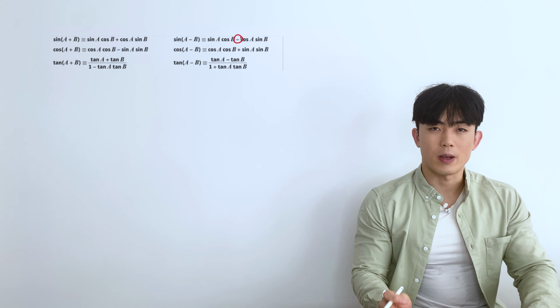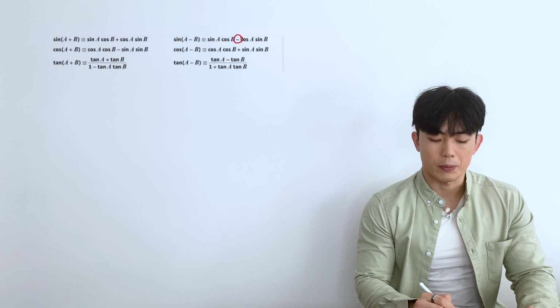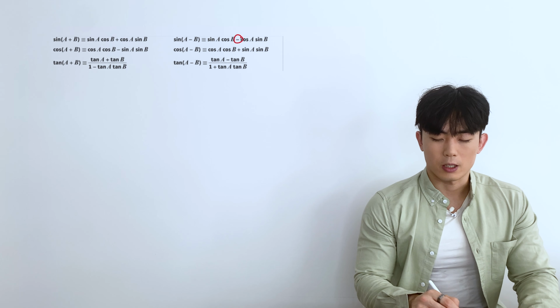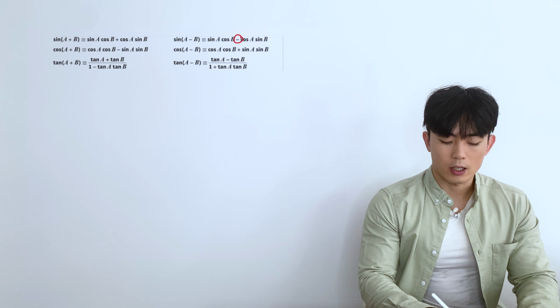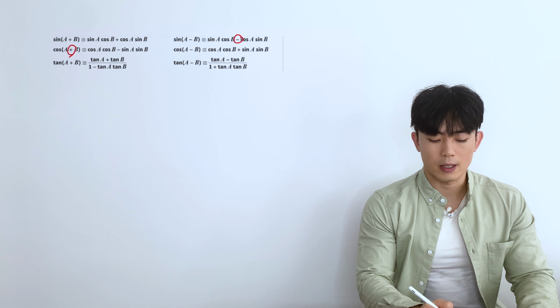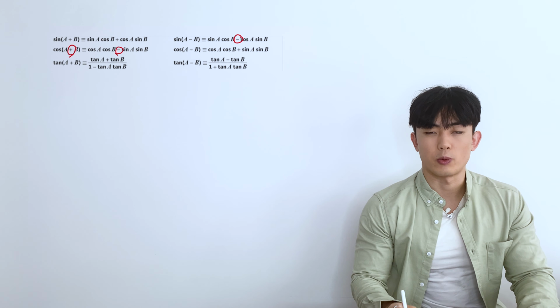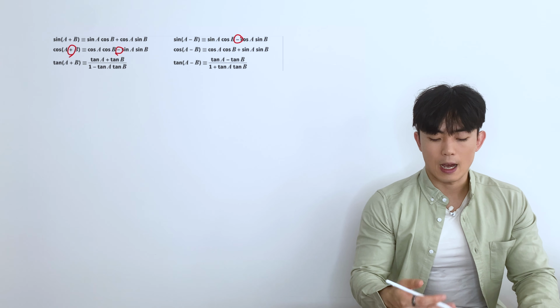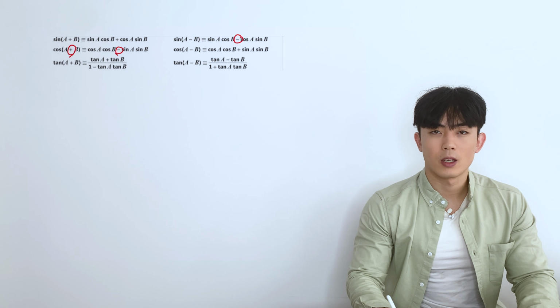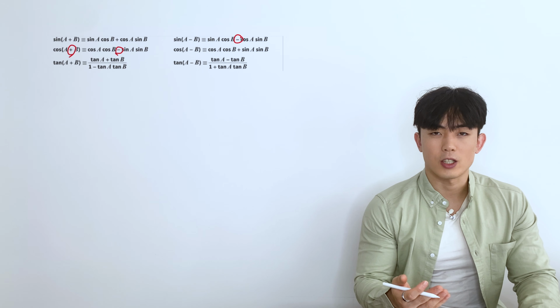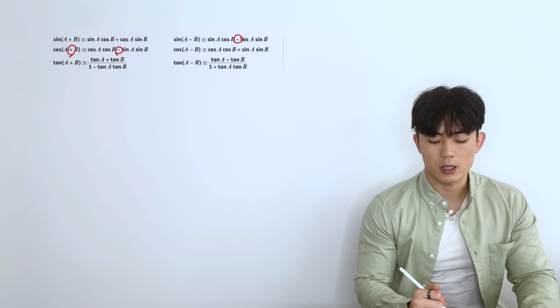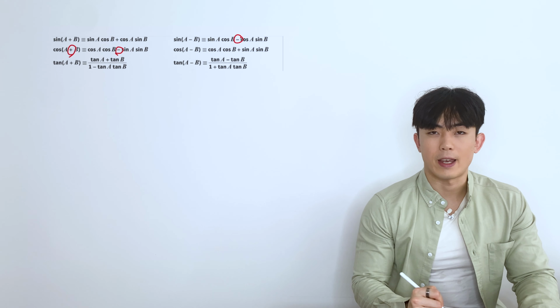But for cos, the order is very important, so you can't change the order around. It's going to be cos A cos B, sine A sine B. And the signs are the opposite. So if it's cos A plus B, then it's going to be a negative when we're expanding it, and vice versa for cos A minus B. For tan A plus B, it's a fraction, with tan A plus tan B over 1 minus tan A times tan B.